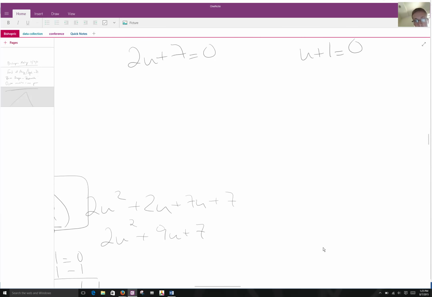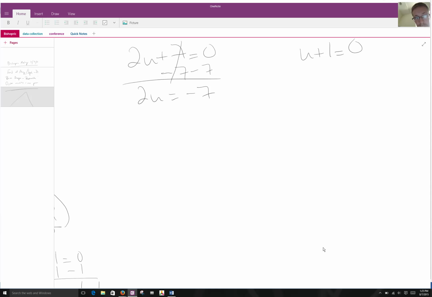Okay, and now we're going to solve this guy. Get this mess out of the way. We're going to solve both of these equations for u. So easy enough, we're going to just subtract 7's over. 2u is equal to negative 7. We're going to divide the 2 over. U is equal to negative 7 halves. And then with this one over here, minus the 1 over. U is equal to negative 1. Easy enough.